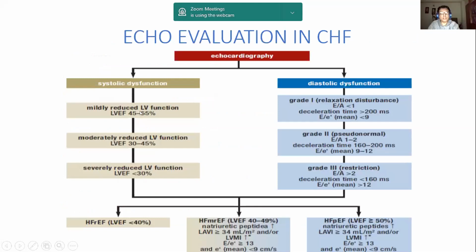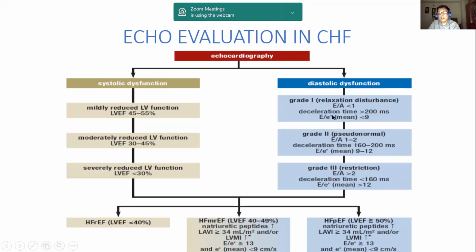And we can see some structural abnormalities like aneurysm, thrombus, etc. We need to evaluate the systolic function and the diastolic function. The grade 1, grade 2, grade 3. The diastolic function is very important. Systolic function has 3 tiers. If the ejection fraction is more than 55, we call it normal systolic function. 45 to 55 is mild. 30 to 45 is moderate deterioration of ejection fraction. Less than 30 is severe LV systolic dysfunction.